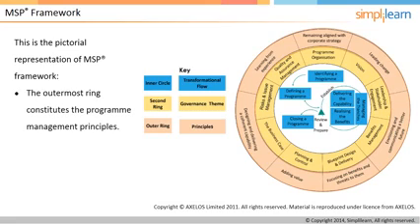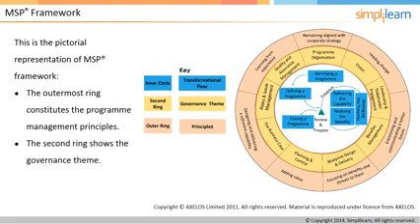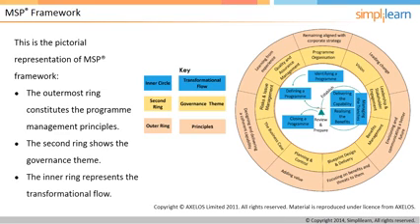In the MSP framework, the outermost ring constitutes the program management principles. This ring shows the importance of principles and highlights the fact that the other core concepts of governance themes and transformational flow have to work within these principles. The second ring shows the governance theme, and the inner ring represents the transformational flow.